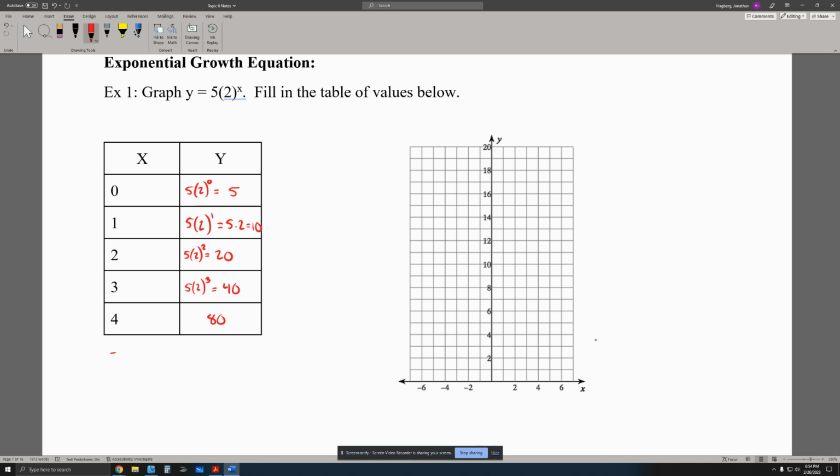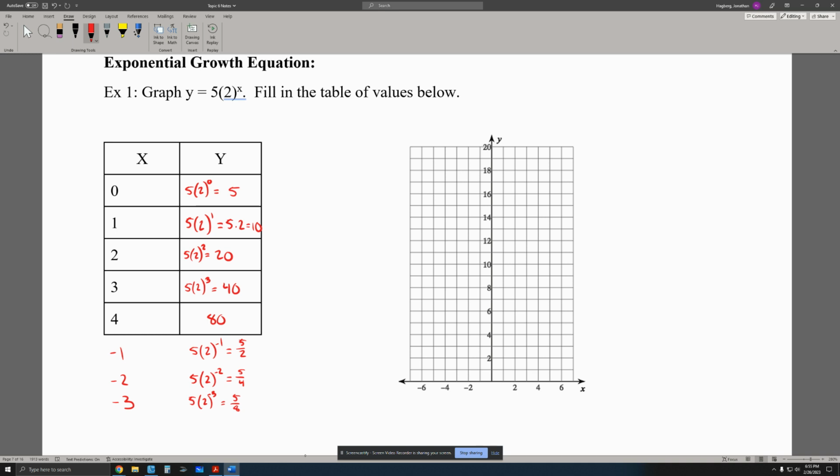If we were to plot a few other points like -1, -2, and -3, if we were to evaluate these, we would get 5 times 2 to the -1, this would be equal to 5 halves, which is about 2.5. If we were to plug in -2, we would get 5 times 2 to the -2, which is equal to 5 fourths, which is equal to 1.25. And finally, if we plug in -3, then we would get about 5/8, or 0.625. Okay, so let's go ahead and plot some of these.